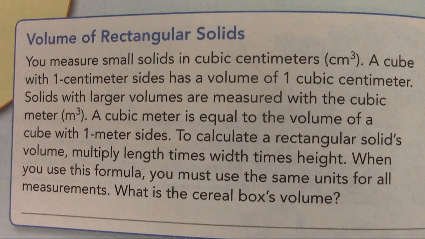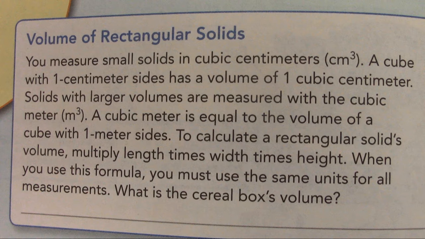Solids with larger volumes are measured with the cubic meter. A cubic meter is equal to the volume of a cube with 1 meter sides. To calculate a rectangular solid's volume, multiply length times width times height. When you use this formula, you must use the same units for all the measurements. What is this cereal box's volume?